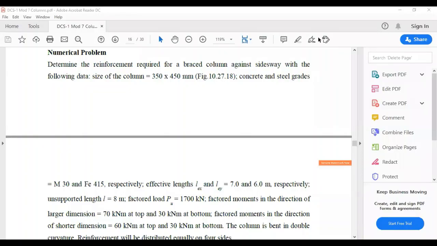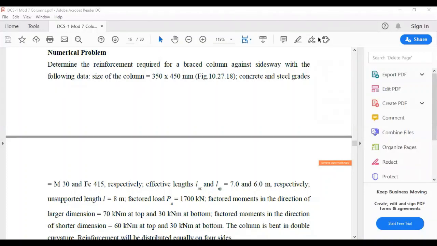Hello students, hello everyone, welcome back to the channel. In the previous session, we discussed the analysis of slender columns, and in this session, we'll do a numerical problem on design of slender columns. These topics, as you know, are covered in Design of Concrete Structures, which is in the 4th semester of Maharshi Dayanand University.